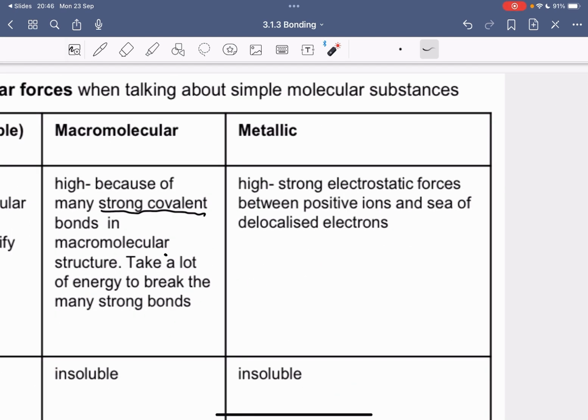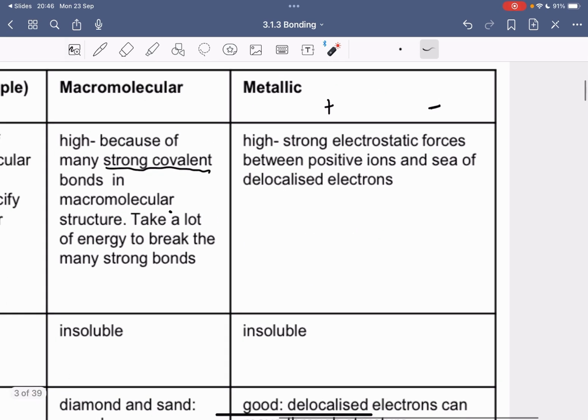Okay, metals have a high melting point as well, because once again, we have something positive and negative. So we have the positive ions and the negative electrons, and these are attracted to each other, right? So there's a strong electrostatic force, which has a lot of energy, so it's really hard to break. Because of that, metals have a high melting point. Now they're insoluble in water. That's just another fact to remember.